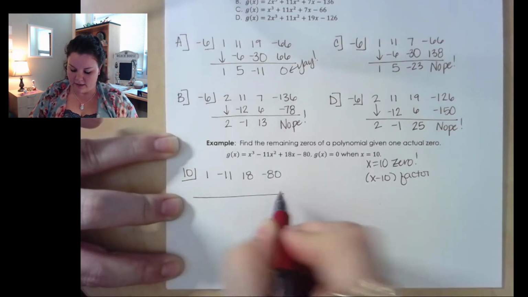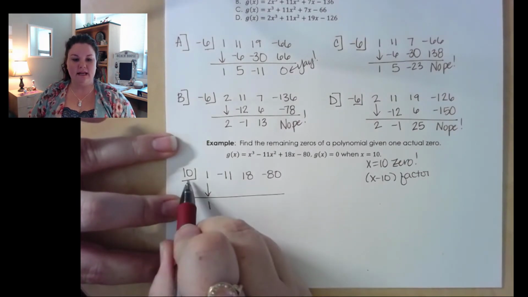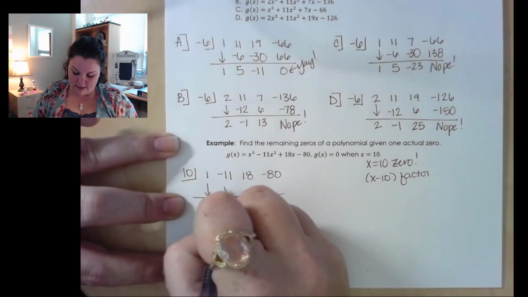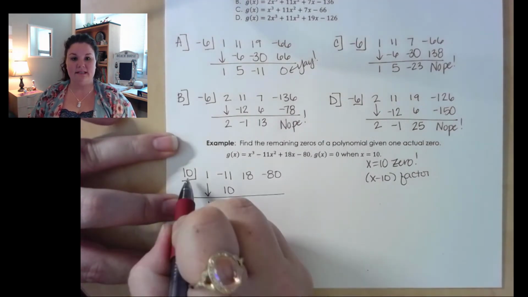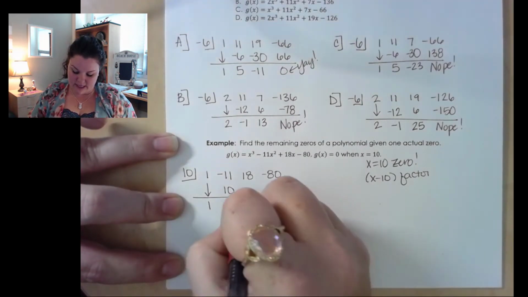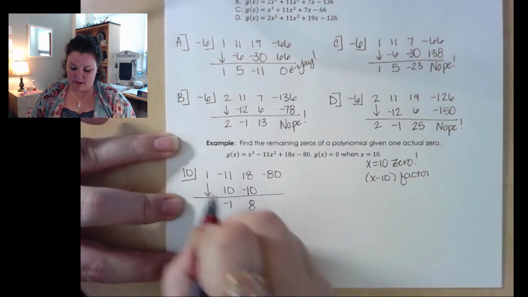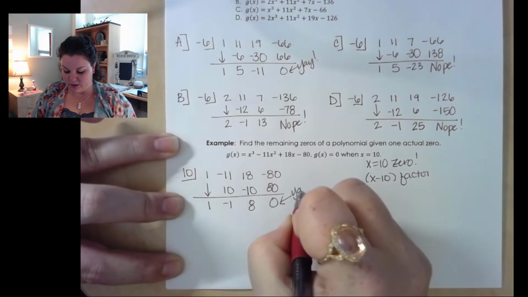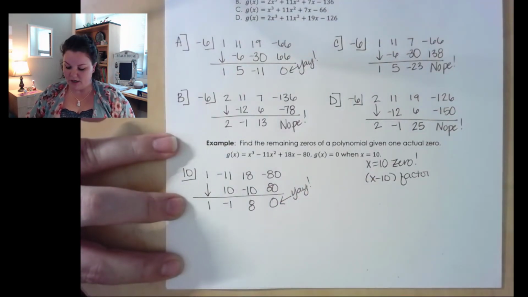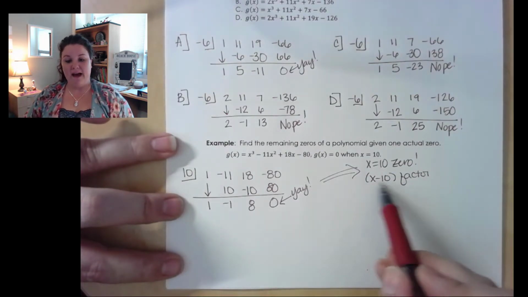So we draw our line and bring our first 1 down. 1 times the 10 in our box is 10, which combines down to a -1. -1 times the 10 in my box is -10, which leaves me with an 8. 8 times the 10 in my box is 80, and that combines to 0. Yay! Which we already knew, because it was given that it was a zero.